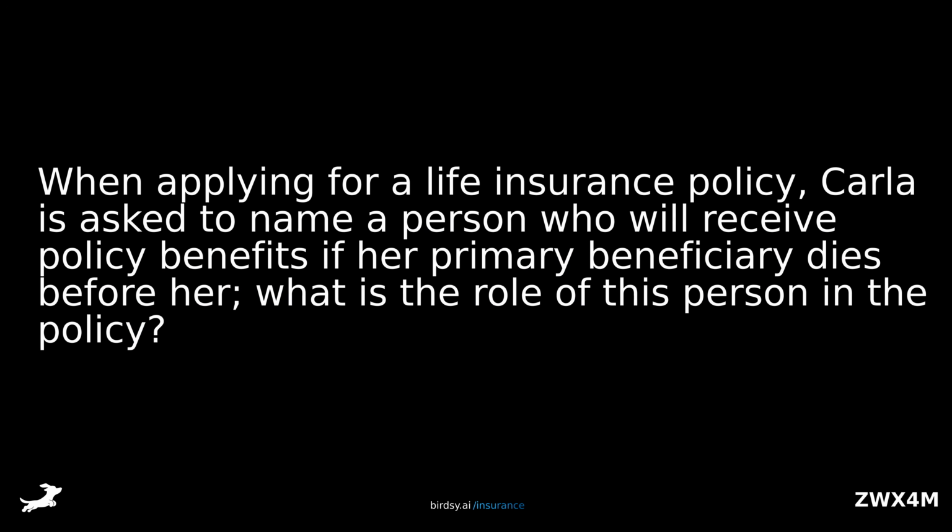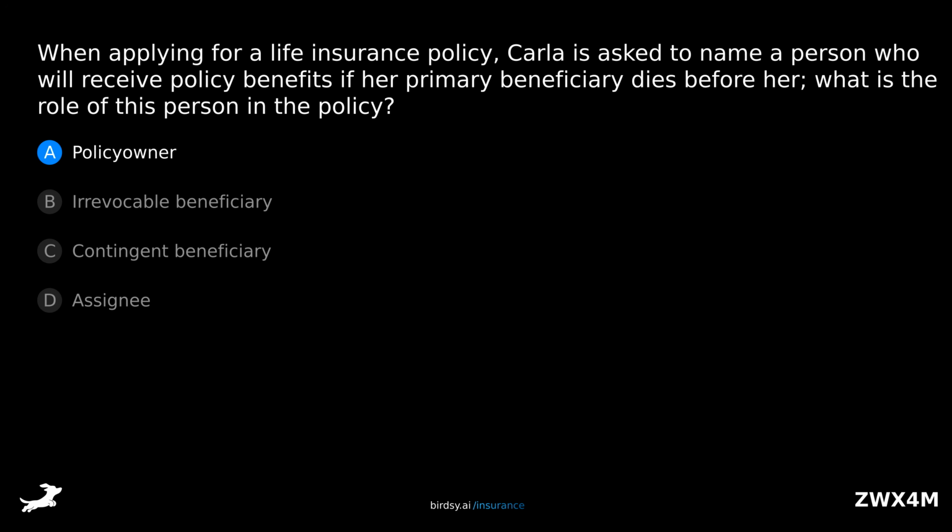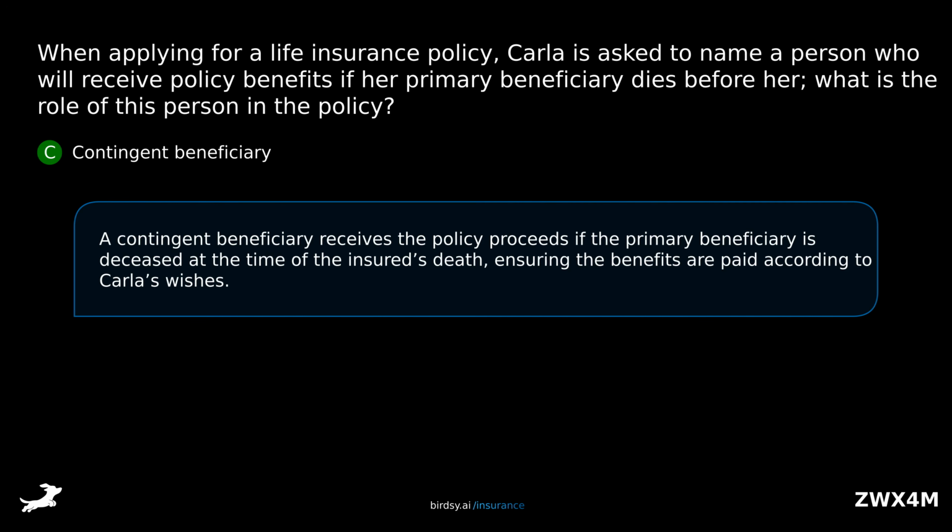When applying for a life insurance policy, Carla is asked to name a person who will receive policy benefits if her primary beneficiary dies before her. What is the role of this person in the policy? Is it A. Policy owner, B. Irrevocable beneficiary, C. Contingent beneficiary, or D. Assignee? The correct answer is C. Contingent beneficiary. A contingent beneficiary receives the policy proceeds if the primary beneficiary is deceased at the time of the insured's death, ensuring the benefits are paid according to Carla's wishes.